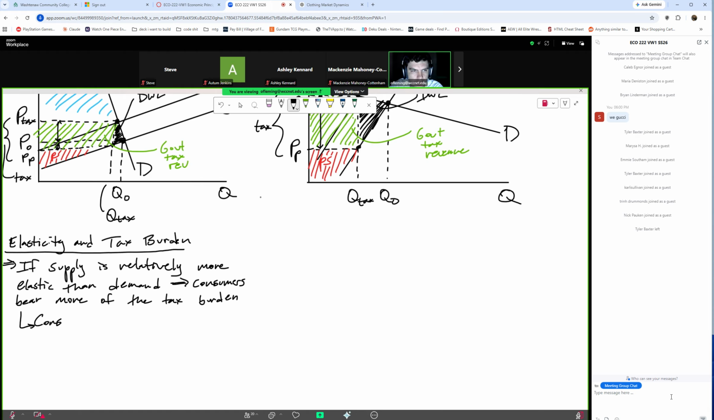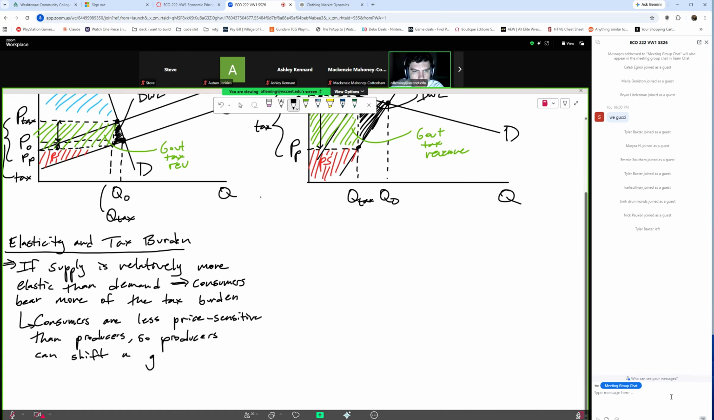That's the idea here. So consumers are less price sensitive than producers, so producers can shift a greater burden to consumers. That's the idea. Now, over here, we have the opposite situation.